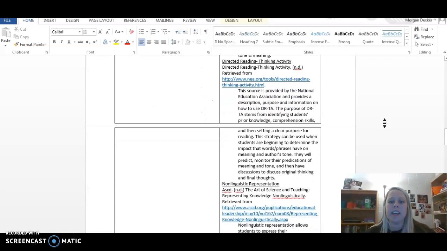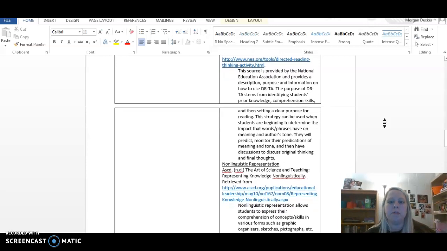Directed reading and thinking activities. So this would be a strategy that I would have my students use at the beginning to determine the impacts that words and phrases have, and then how that relates to meaning and author's tone. So they would predict, monitor their predictions, and then we would have those discussions.